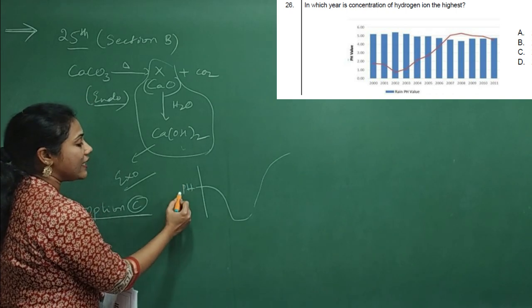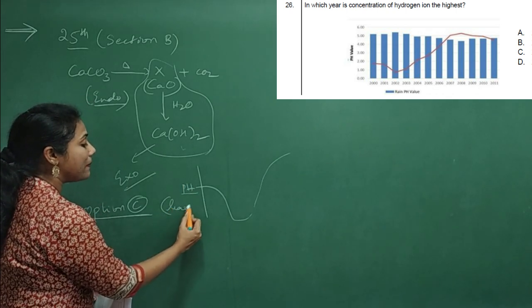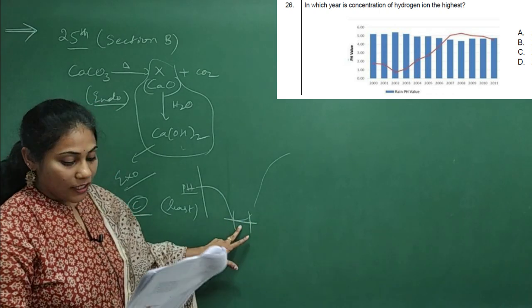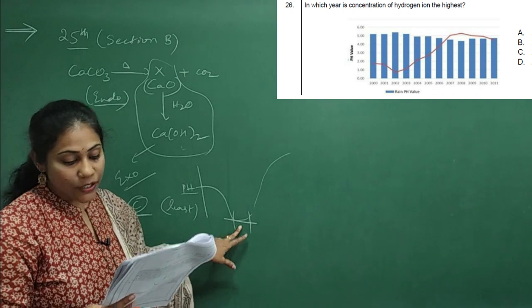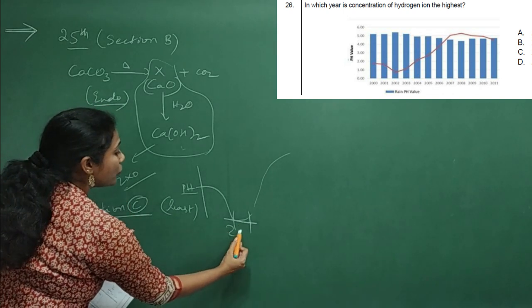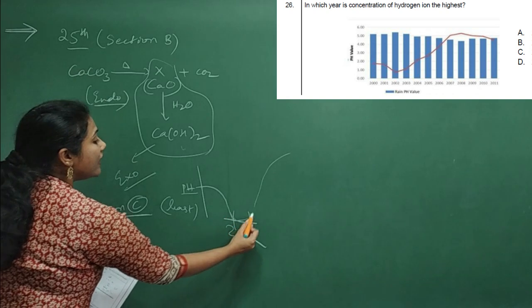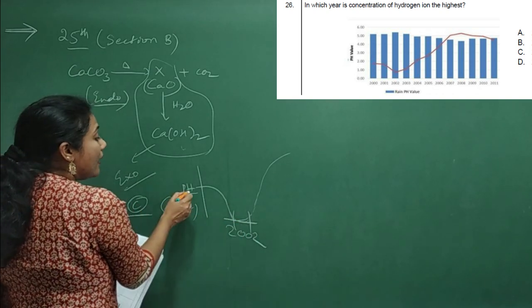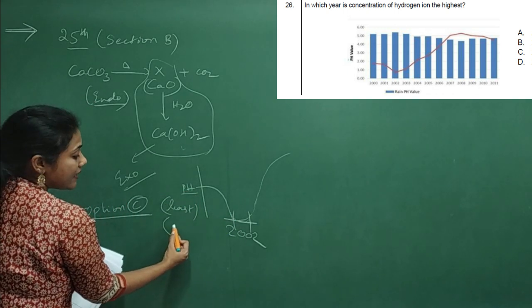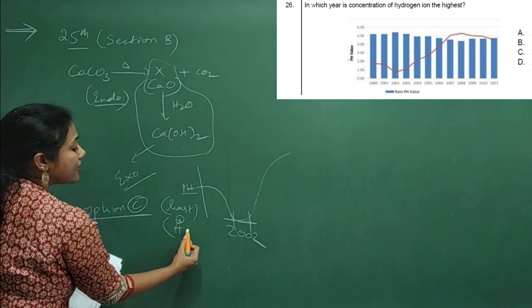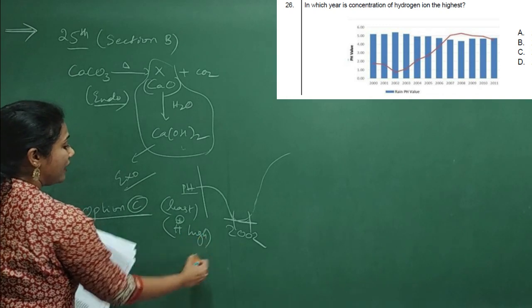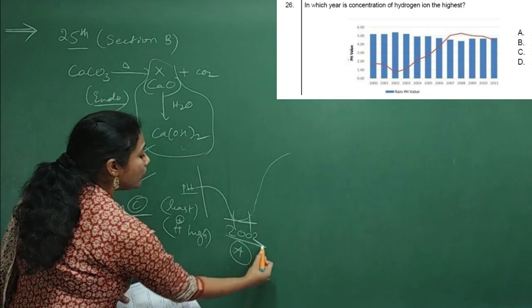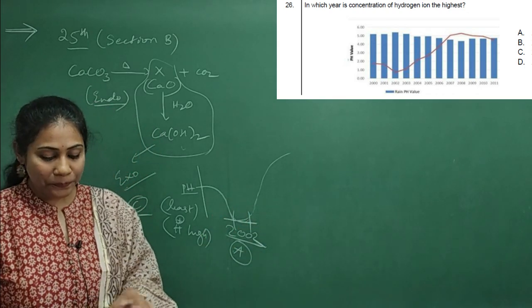Concentration of hydrogen highest means what? The pH value must be least. In which year is the pH value least? You just select the year, it is 2002, right? So in 2002, the curve is to the bottom, right? That means the pH value is least. pH value is least in the sense what? H plus ion concentration is very much high, right? So what is your option? Option A, 2002. Okay, fine.